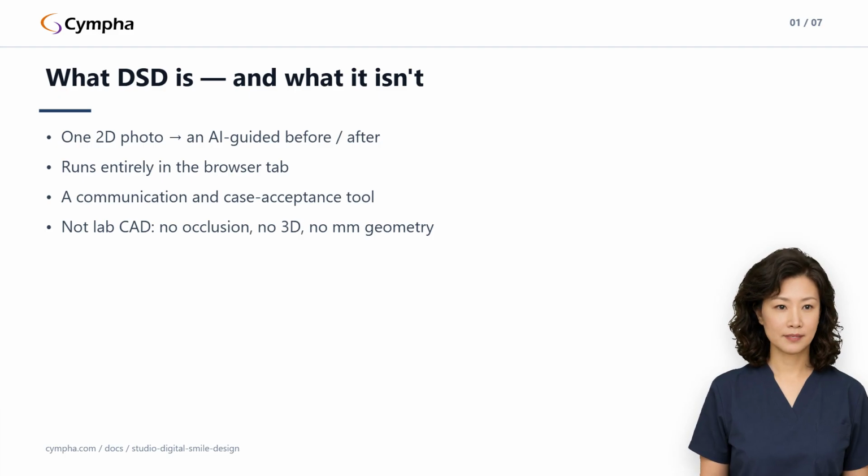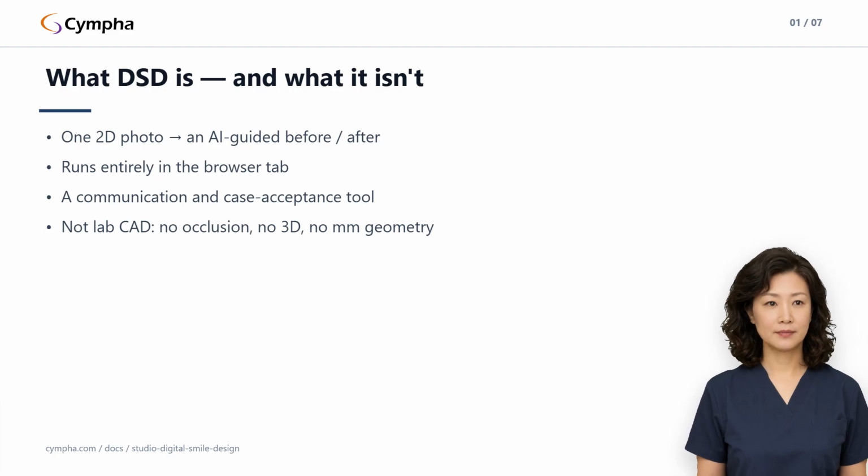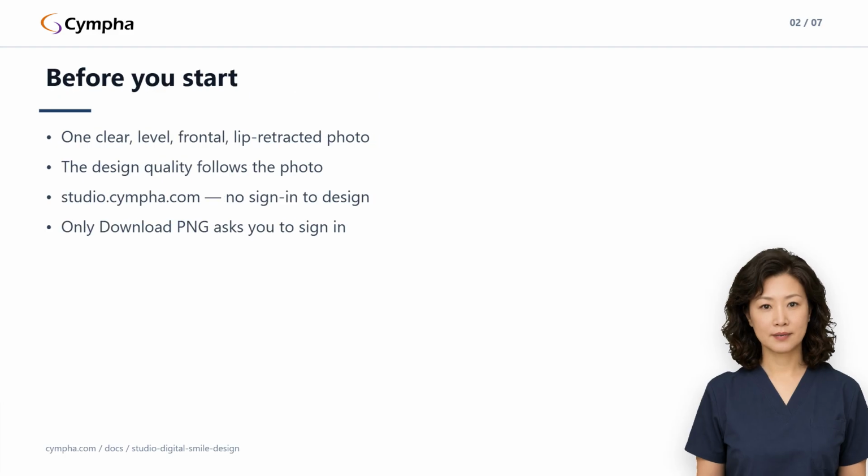The ingredient list is 1 item long, a smile photo. But the choice of photo is the single highest leverage decision in this whole workflow, so choose deliberately: clear, level, frontal, and lip retracted. Take it through retractors if you can. A clean retracted frontal shot gives the cleanest arch separation and the most accurate analysis because the design quality follows the photo. Everything downstream, detection, measurement, rendering, inherits whatever the photo gives it.